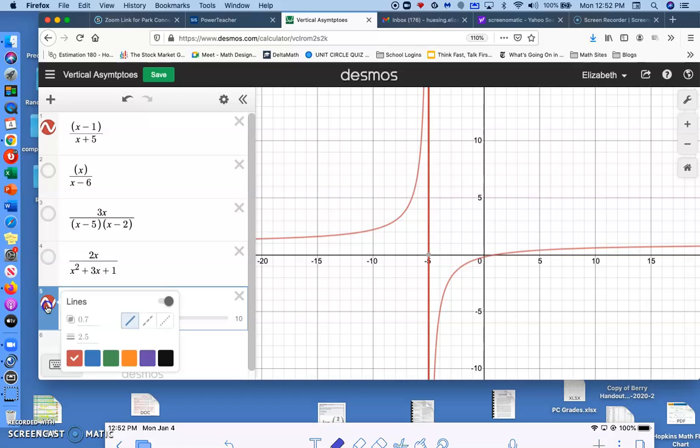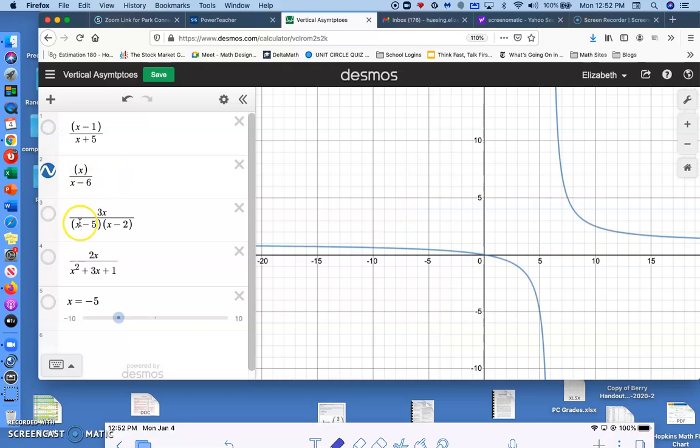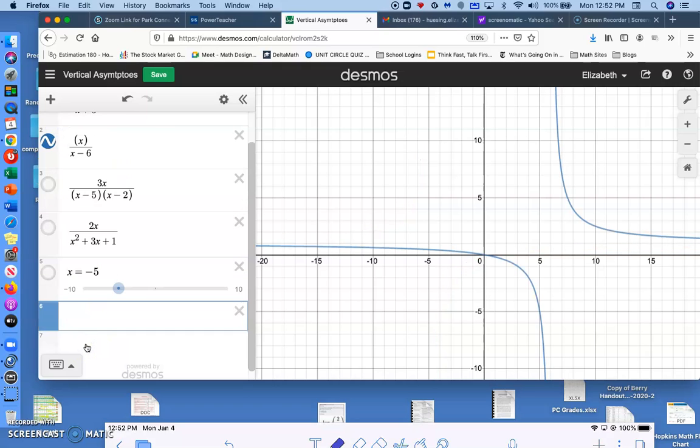I'll make it blue. With asymptotes, we usually dash them in. So we can see that that one is dashed in at -5. So I want you to take a look at our equation. We have x plus 5, and it's at -5, okay? Well, let's take a look at this next one. We have x and x minus 6.